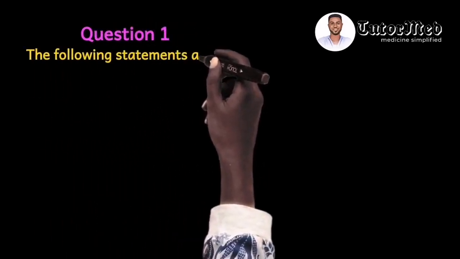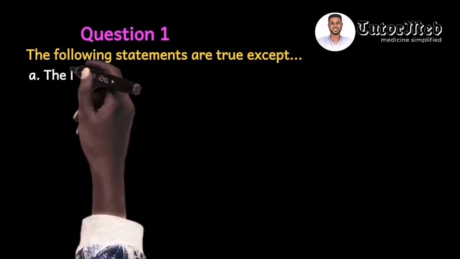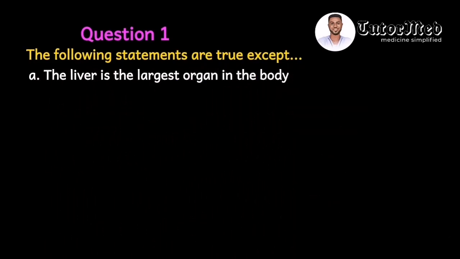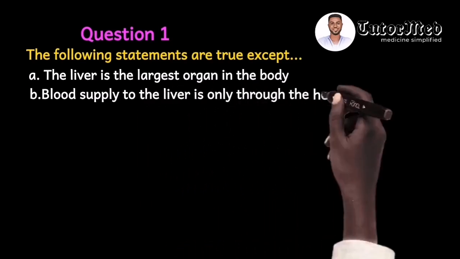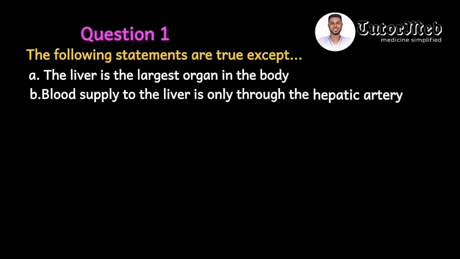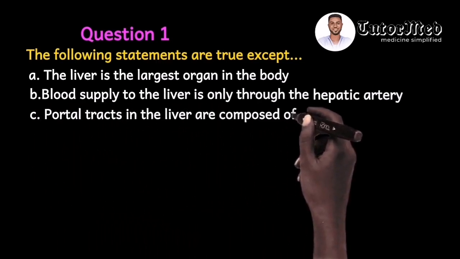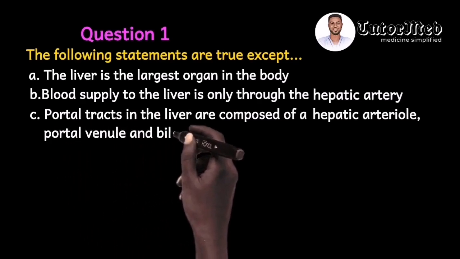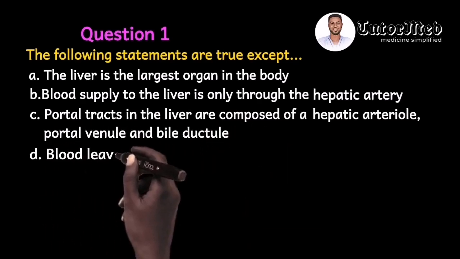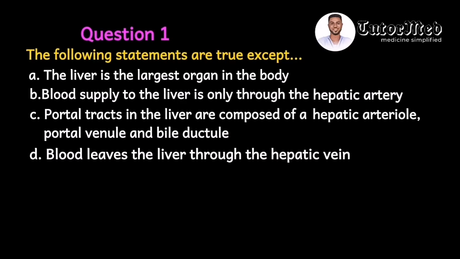So for our first few questions, we will do some MCQs. Question 1 reads, the following statements are true except: A. The liver is the largest organ in the body. B. Blood supply to the liver is only through the hepatic artery. C. Portal tracts in the liver are composed of a hepatic arteriole, a portal venule, and a bile ductule. D. Blood leaves the liver through the hepatic vein. Which among these four statements is false?